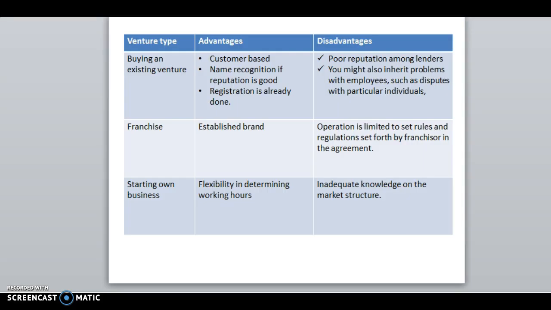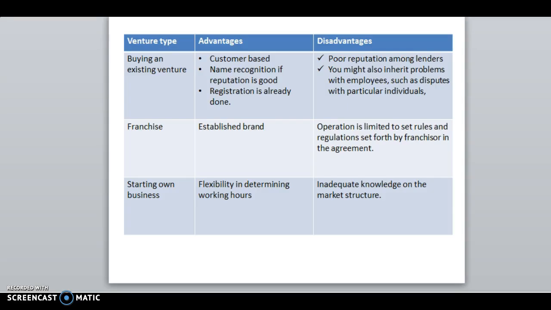some of which I have outlined here, like poor reputation among lenders. This can be very, very bad for a business. If I decide to buy that business and previously the owner had too much debt, so the reputation of the business is really bad among lenders, this cannot do me good. What if I need support from outside? I need that external equity. How can I get this when the reputation is bad? So it's really not good. That is a disadvantage to buying an existing venture.